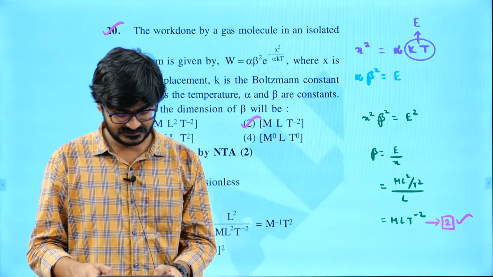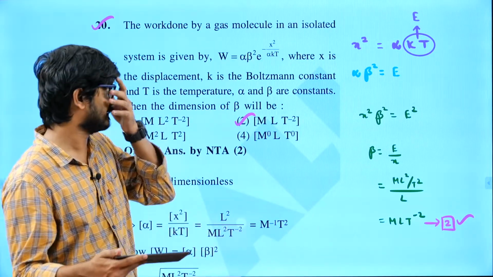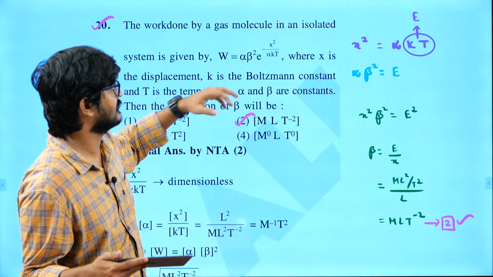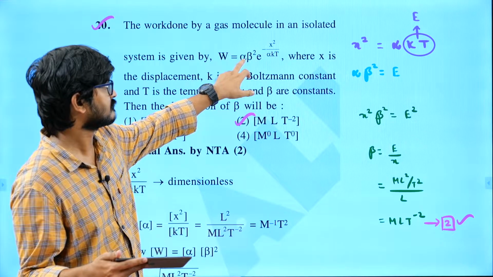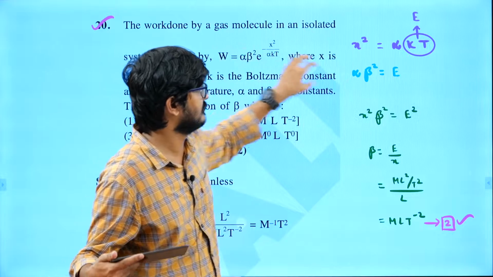Now the next one, it's a direct dimension analysis question. You need to find what are the dimensions of beta. And W is work done. So what are the dimensions of work done? Work done is same as energy dimensions. So alpha into beta square dimensions will be same as work done dimensions, which will be energy dimensions.